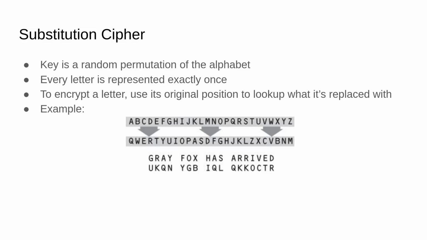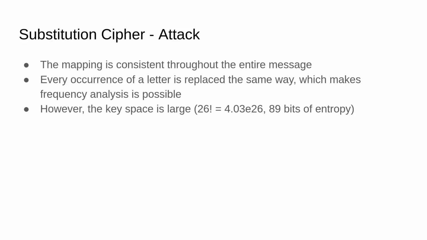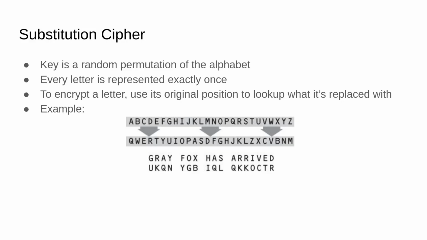Yeah. So basically, this is like a letter changing game. The mapping is pretty consistent through the entire message, which means that once a key is chosen, every occurrence of the letter is replaced the same way, right? For example, for the text "Gray Fox has arrived," the A in "gray," the A in "has," and the A in "arrived" are all mapped to the letter Q.